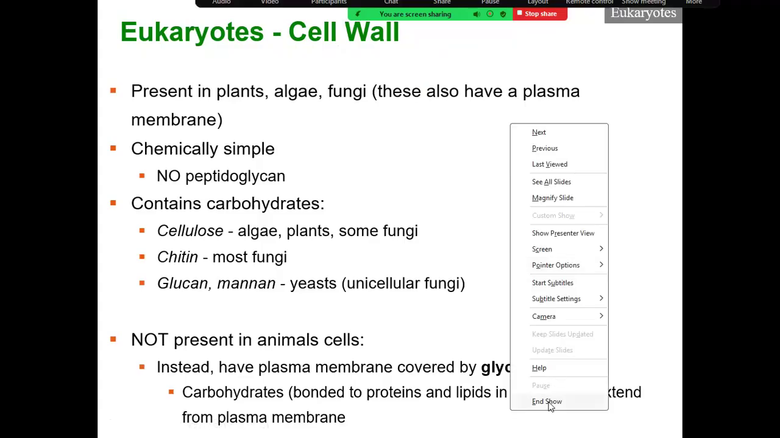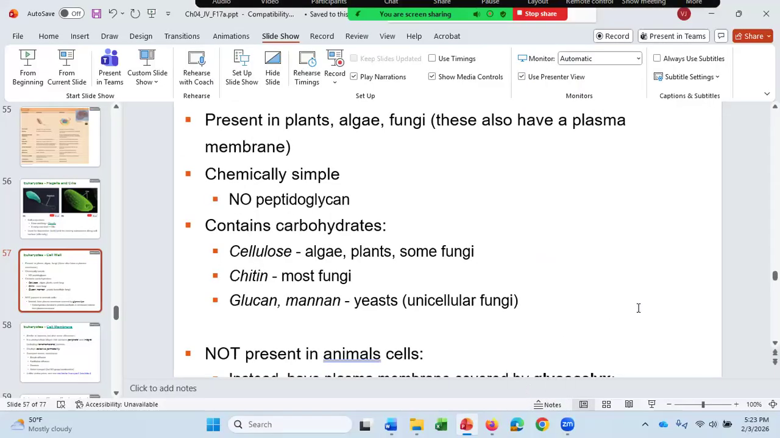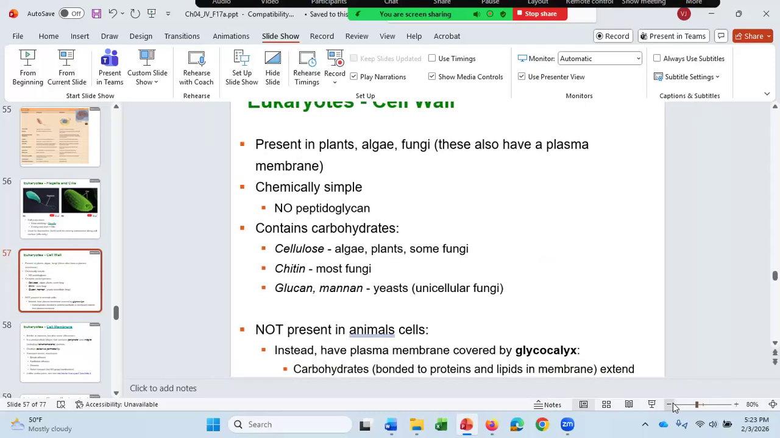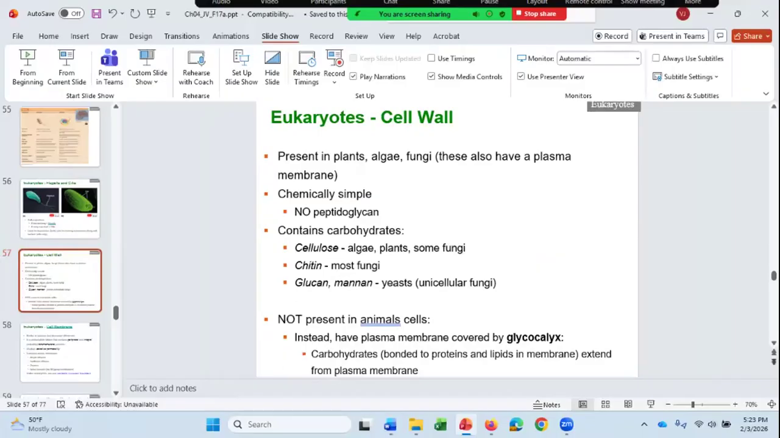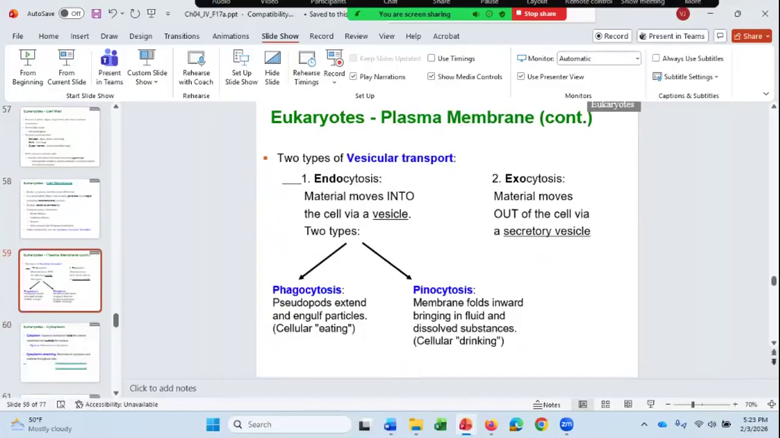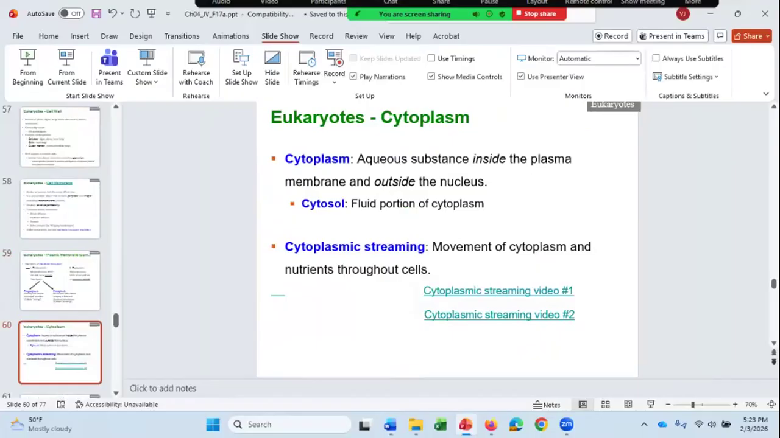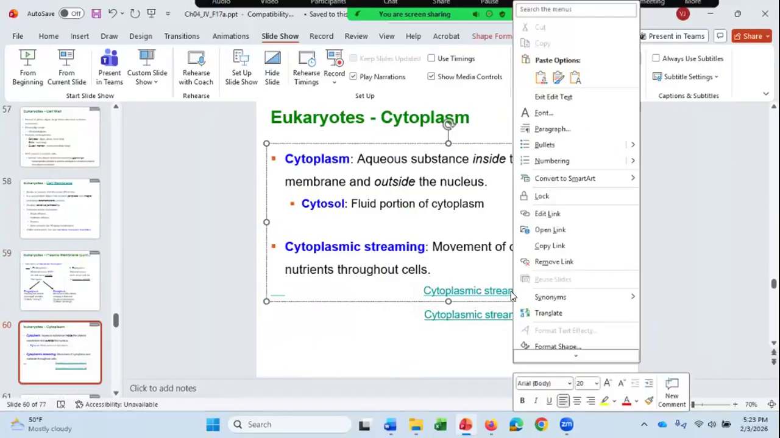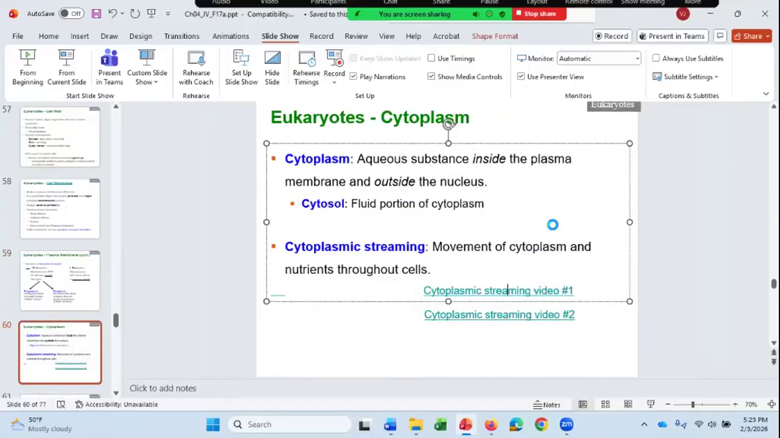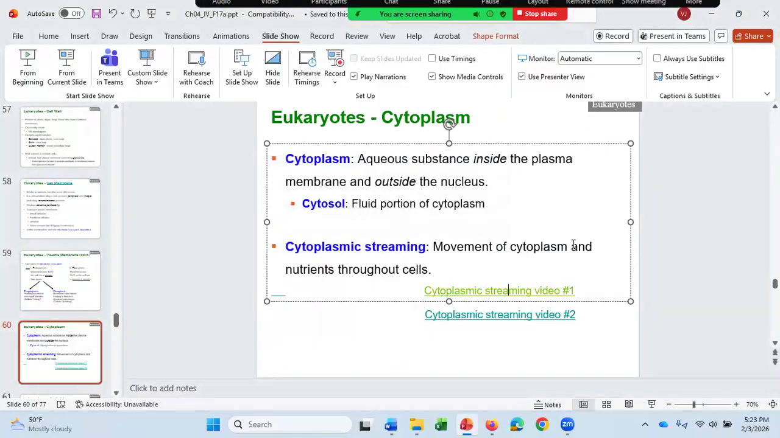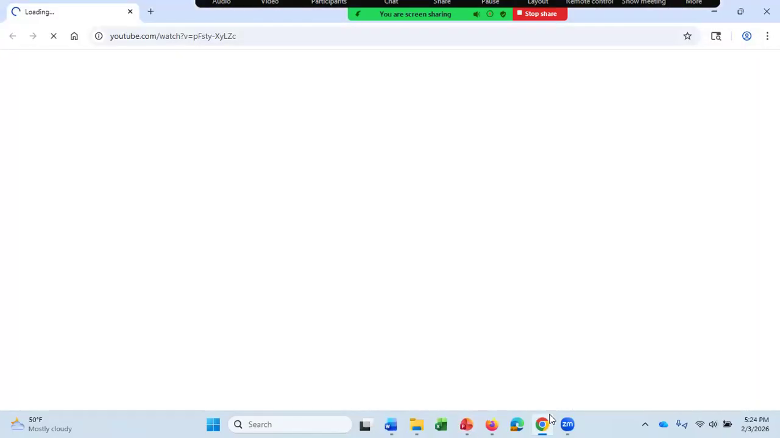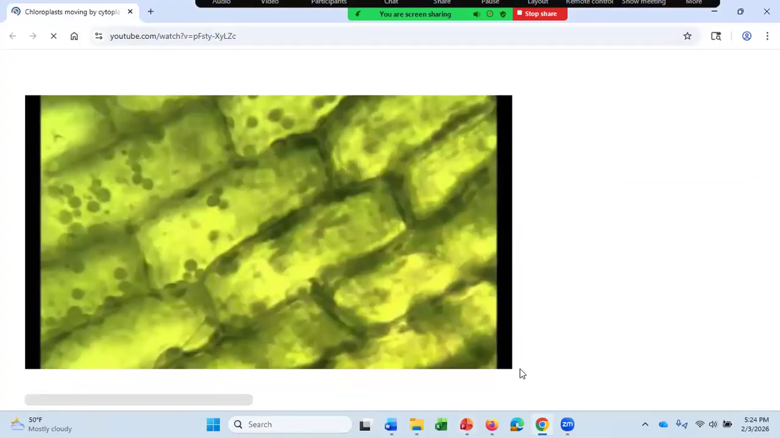All right, I think that's all I want to talk about eukaryotes, with a few exceptions. Let's take a look at cytoplasmic streaming found in eukaryotes where the cytoplasm actually moves. This might take a little while to load. Well, thought I had it. There it goes.